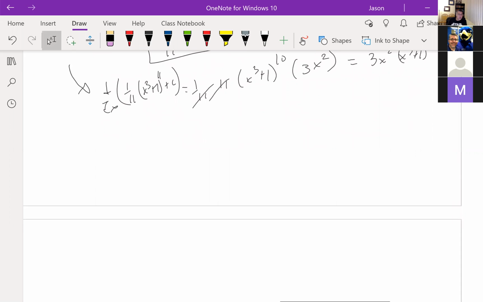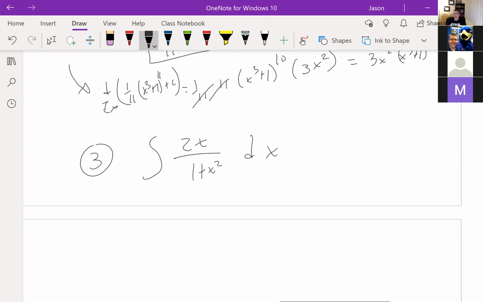Okay, let's try the next one here, number 3. The integral of 2x over 1 plus x squared dx. Again, we have a choice here. Do we let the u be the top function, or do we let the u be the bottom function? Top function or the bottom function?